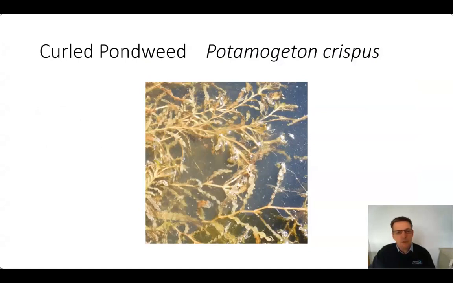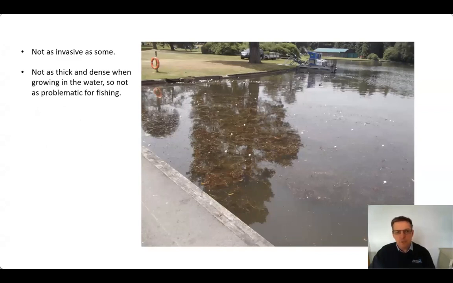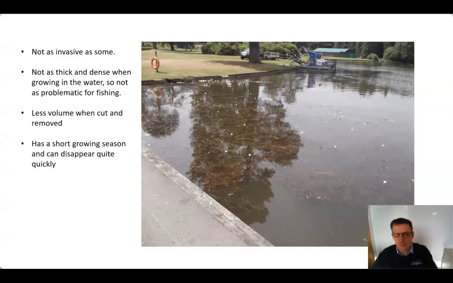Next one, curled pondweed, Potamogeton crispus. Definitely not as invasive as some. It's not as thick and dense when growing in the water, so it's not as problematic for fisheries. Less volume when cut and removed, and it has a short growing season, so you will find that it disappears quite quickly.